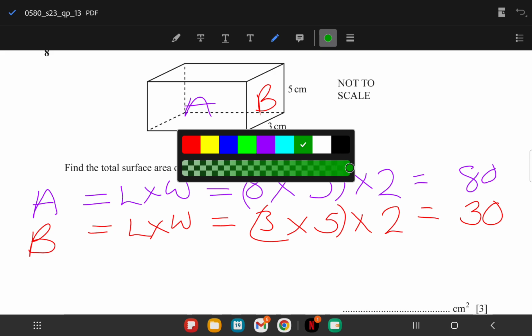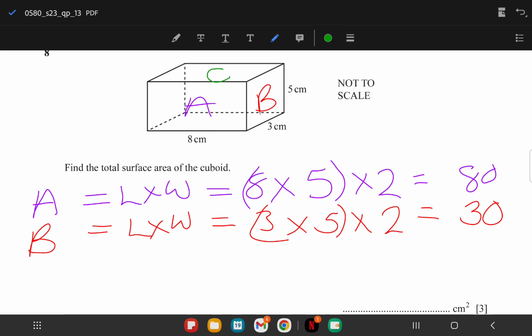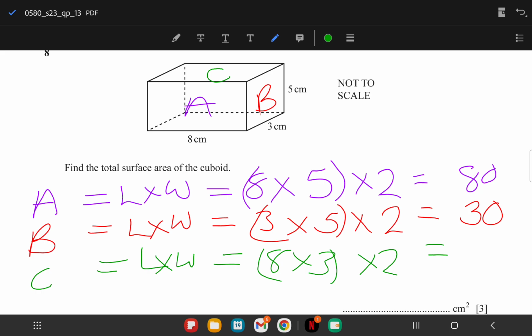Okay. Our last pair of faces, we have C at the top there. And C matches with the face at the bottom. The dimensions for C are 8 centimeters and 3 centimeters. So C is equal to length times width, which is 8 times 3. And because it has a matching side at the bottom, we're going to multiply that by 2. 8 times 3, that's 24, times 2, that is 48.